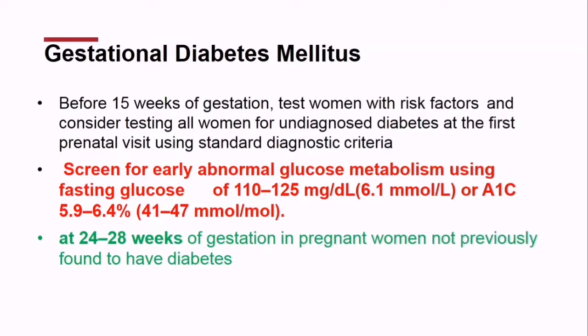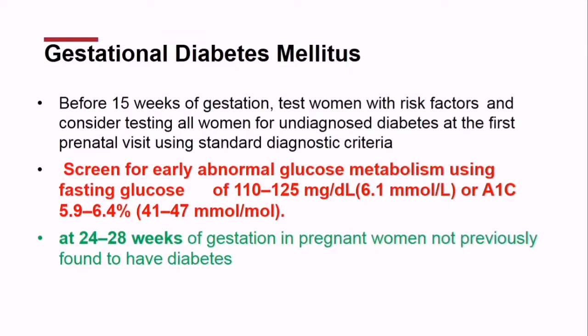So this stress and altered metabolism can induce an overt hyperglycemia, that is called gestational diabetes mellitus. Before 15 weeks of gestation, test women with risk factors and consider testing all women for undiagnosed diabetes at the first prenatal visit using standard diagnostic criteria, and screen for early abnormal glucose metabolism using fasting glucose criteria, that is 100 to 125 milligrams per deciliter, or A1C levels 5.9 to 6.4%.